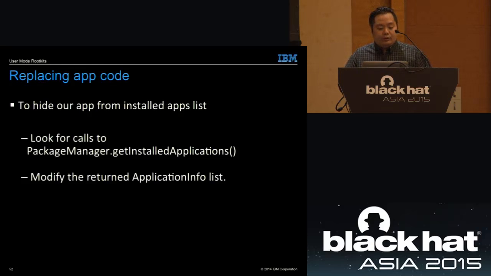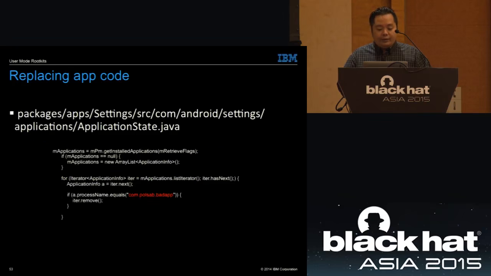Now, to hide our app from the installed apps list, we look for calls to getInstalledApplications and also modify the returned ApplicationInfo list. And here's an example of that. The code responsible for this can be found in ApplicationState.java in the Settings source code. Here, we also iterate over the returned list of getInstalledApplications, and remove the ApplicationInfo for the malicious app that we installed.